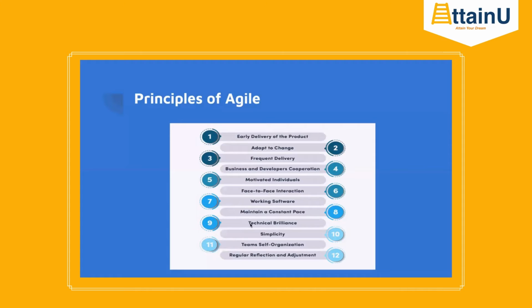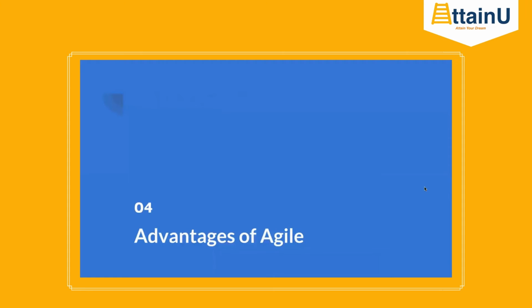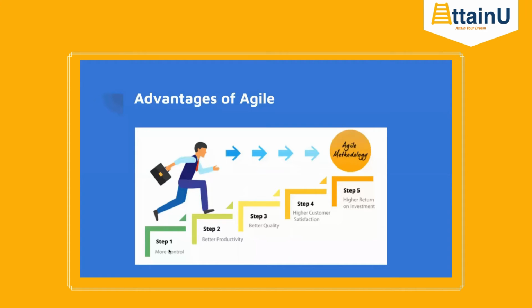We have technical brilliance because when we just make our brain work on a very specific task, the brilliance comes by default. We have simplicity, we have self-organizing teams, and regular reflection and adjustments, right? What are the advantages of agile? First advantage is we get more control over the product. We have better productivity, we have better quality, we have higher customer satisfaction, and we have higher returns on investment, right?